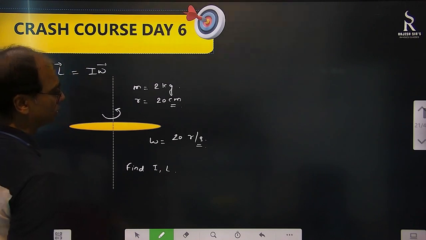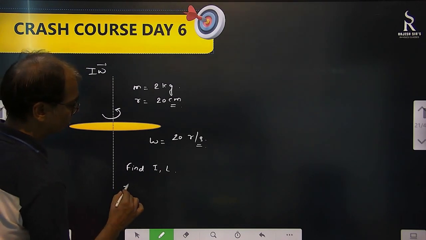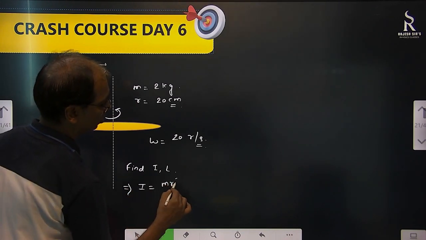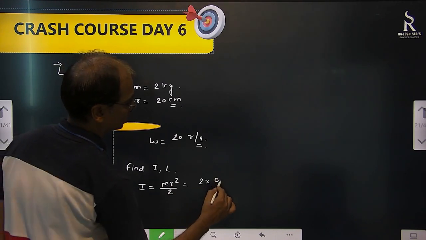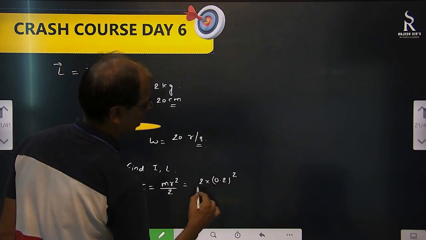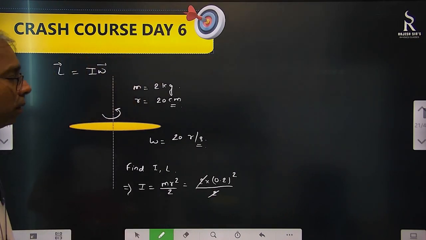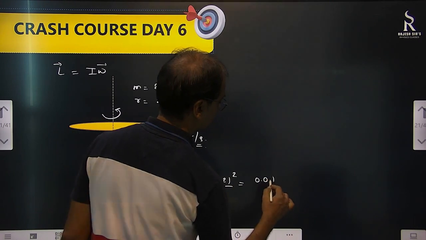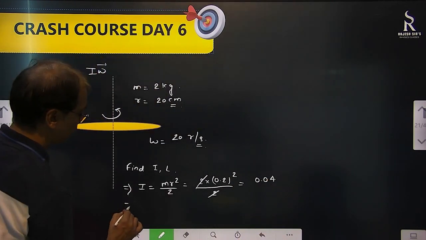Very simple question. So I is what? mr square by 2, and then we'll find L. So this is mr square by 2. So m is 2 kg. 0.2 square by 2. This gets cancelled. Okay, so this is 0.04. That's moment of inertia, SI units. Then L is I omega.